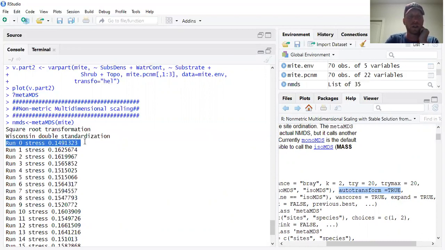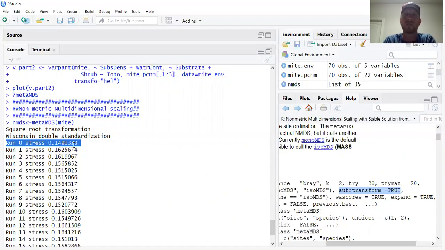It starts with a PCA, and it considers this two-dimensional stress. So how much does it have to contort all of those points that would be shown in 3 dimensions or 4 dimensions or 5 dimensions to show it in 2 dimensions? And a rule of thumb here: if your two-dimensional stress is less than 0.2, then it's okay to interpret the graphic. And anything below a stress value of 0.1 is ideal.